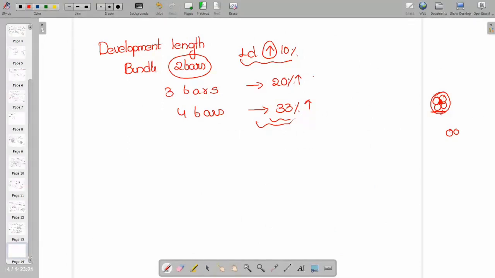Any doubts, sir? Any doubts in the bond connection? Sorry, any doubts in the bond topic? Can you tell me? Sir, repeat in the diagram, how in the diagram, sir?